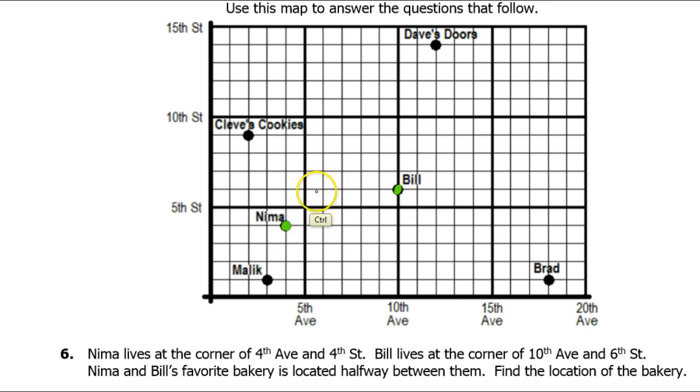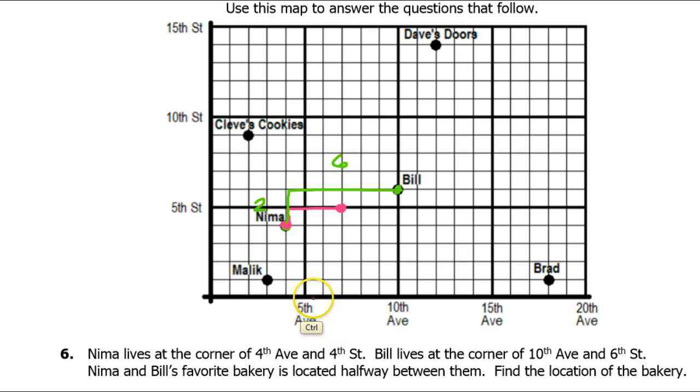There are many ways to do this, but one way is to consider if I wanted to travel from Nima to Bill, if I do a rise and a run, the same way we do a slope, you can see that I would go up 2 and over 6. So that was up 2 and over 6 that I just did. If I want to find the halfway point, I could just do half of both of those motions. So I could start at Nima. Instead of going up 2, I could go up 1. Instead of going over 6, I could go over 3. And then that should be the halfway point.